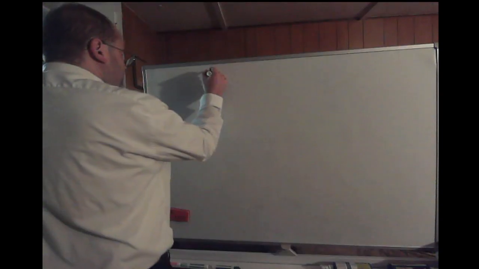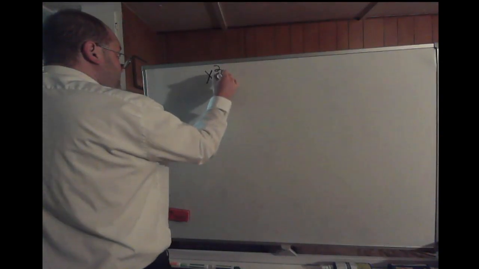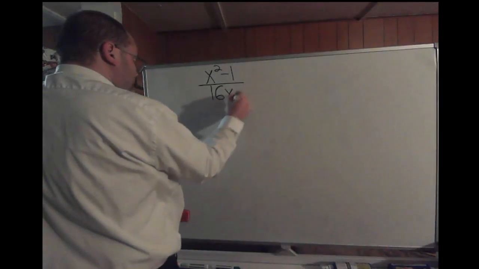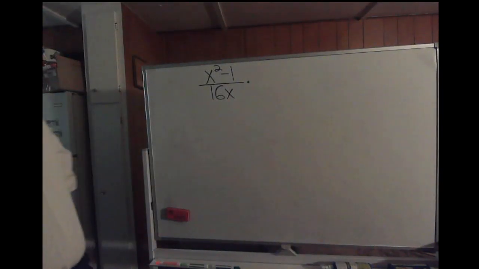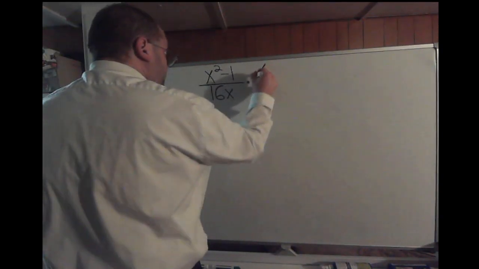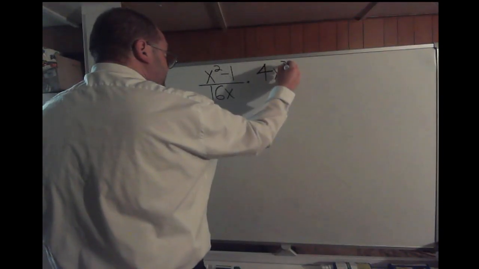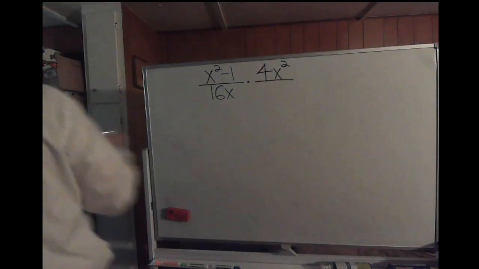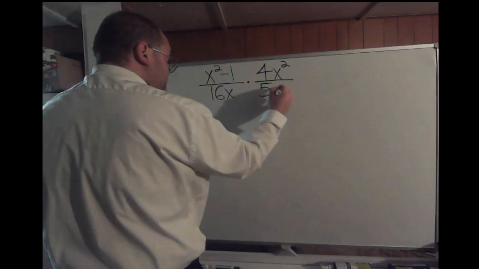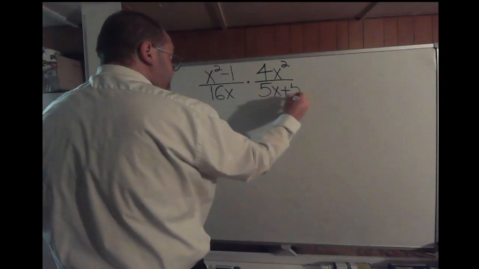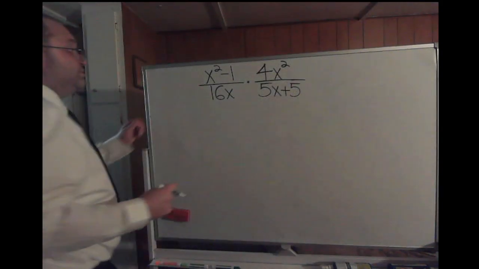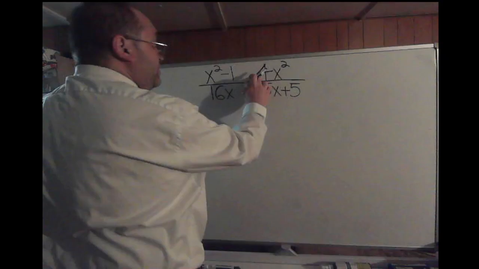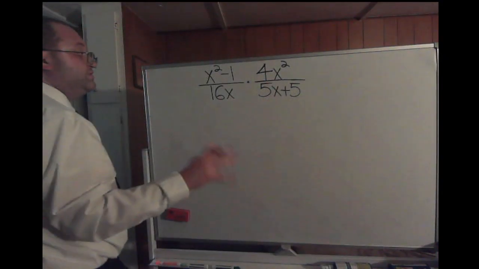Alright, let's see. We got x squared minus 1 all over 16x times 4x squared all over 5x plus 5. Alright, so we got x squared minus 1 all over 16x times 4x squared all over 5x plus 5.